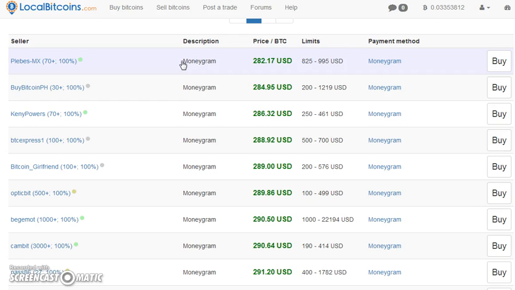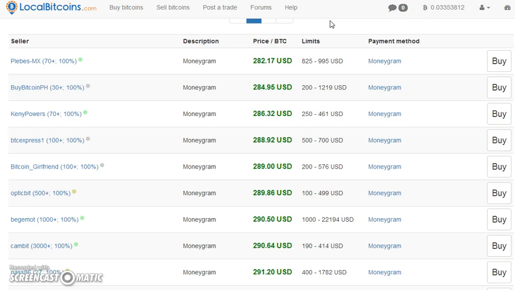So we're just talking about the base price for one complete Bitcoin. In the case of the first guy here, his price for one Bitcoin is 282.17. Okay, so then as we go down, you see 290, 291. The prices vary. Each seller is allowed to set their own price. We don't interfere with that. So it's a good idea to shop around.